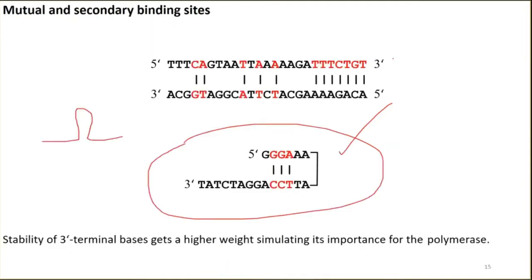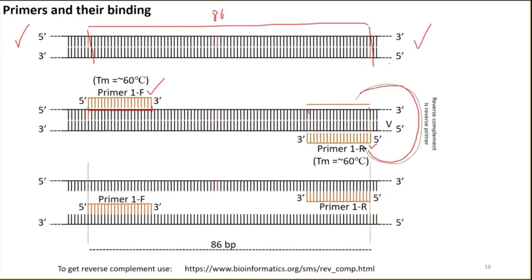Okay, so I was talking about the forward and the reverse primer. The forward primer is designed simply by taking the 20 mers from the top strand, and the reverse primer is designed by taking the 20 mers from the top strand and taking its reverse complement. The forward primer binds to the bottom strand, and the reverse primer binds to the top strand.